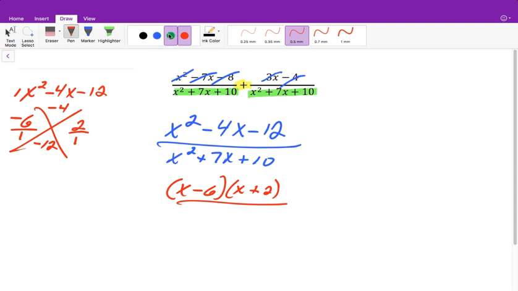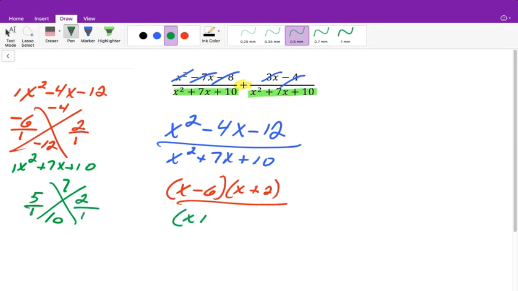And then our denominator will factor out. We have x squared plus 7x plus 10. Well, the 1 times 10 goes here. The 7 goes in the top. Numbers that multiply to 10 and add to 7 are 5 and 2. And since this is positive, they're both positive. So it factors out to x plus 2 times x plus 5.